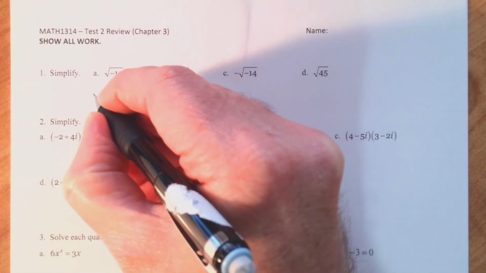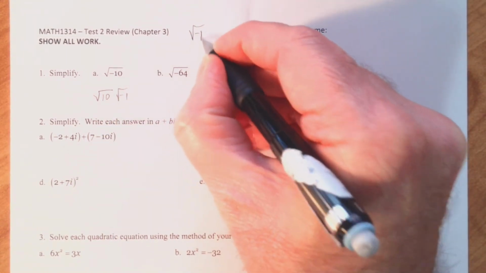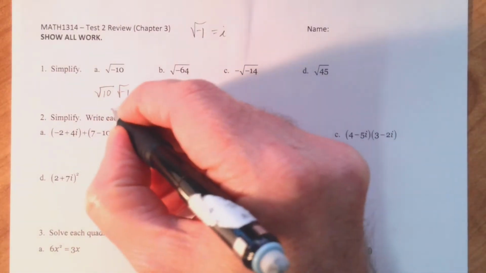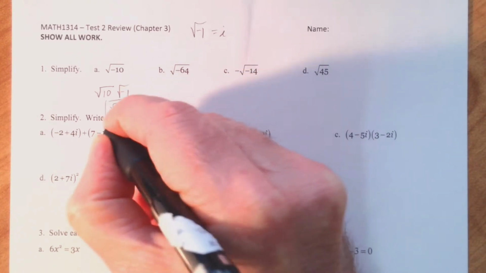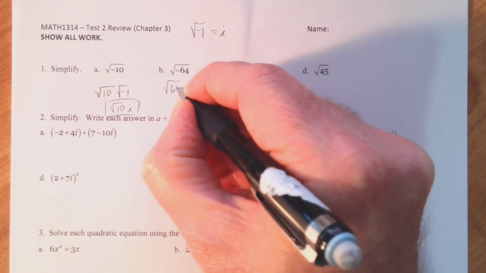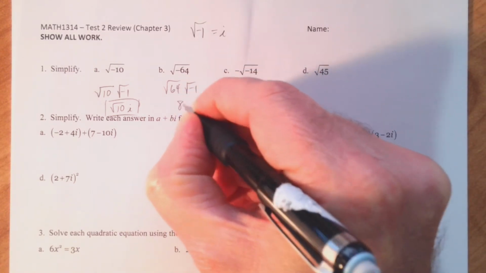So this first one we can write as the square root of 10 times the square root of negative 1. And we want to remember that the square root of negative 1 is i. And so this is just the square root of 10 times i. So here, this is the square root of 64 times the square root of negative 1, or 8i.